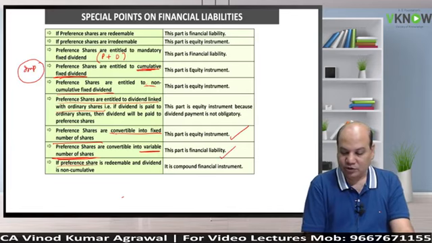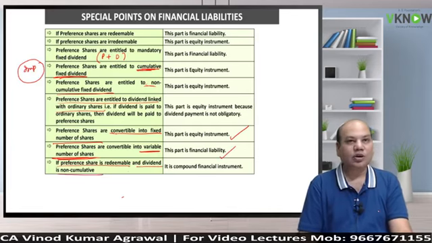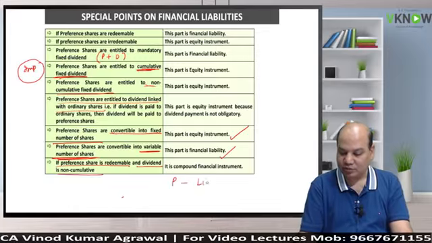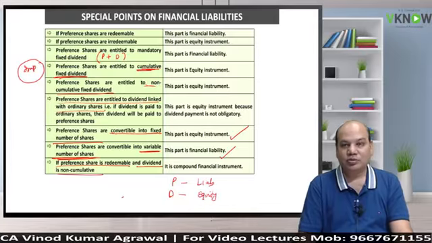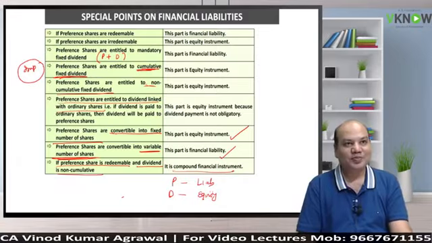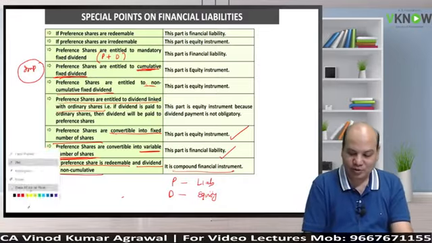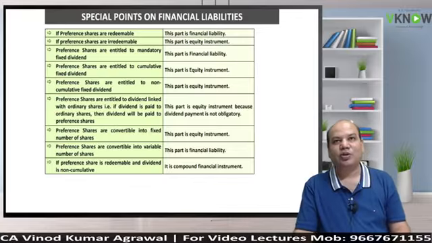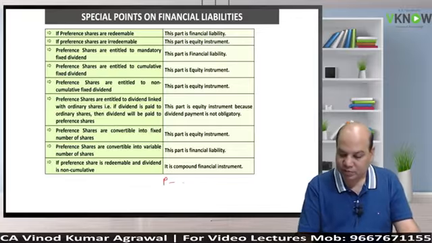And if the preference share is redeemable and the dividend is non-cumulative, now what will you do? The preference share is redeemable, so the principal portion is liability and the dividend portion is equity. Oh my God. So this is a compound financial instrument. One more thing I wanted to ask you, hence I have not written. Principal is redeemable.